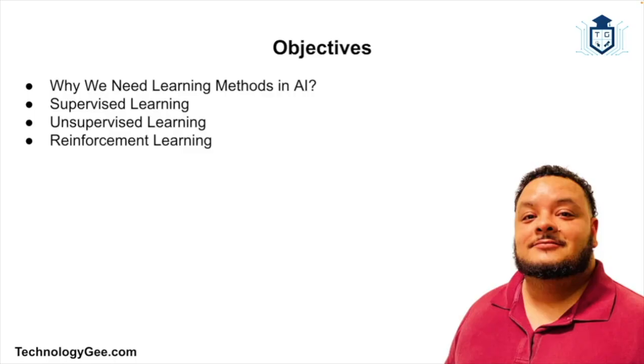In the world of AI, we train machines using different types of learning methods. And the three big ones that you need to know are supervised learning, unsupervised learning, and reinforcement learning. Each one plays a unique role in how machines learn, adapt, and make decisions. And trust me, they're not as complicated as they sound. So let's go ahead and break all this down in plain English so that you have a thorough understanding of how all of this stuff works.